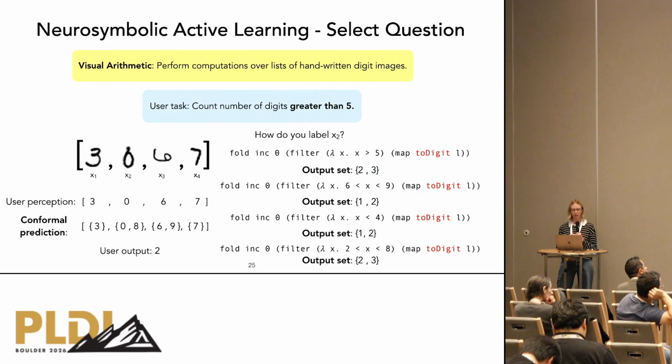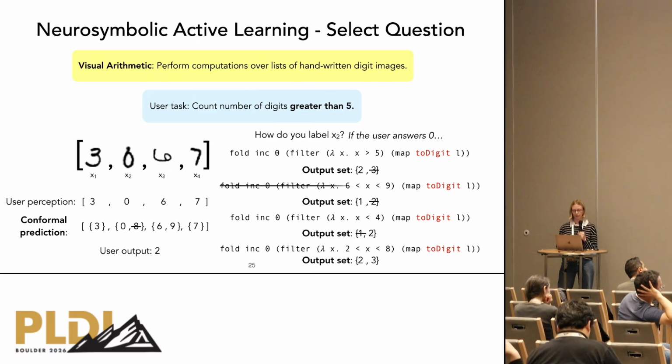To determine the pruning power of the first question, let's look at what will happen depending on how the user answers the question. If the user labels x2 as 0, then we remove 8 from x2's prediction set, which means that the first program couldn't output 3, the second couldn't output 2, and the third couldn't output 1. Since 2 is no longer in the second program's output set, we would prune this program, since it doesn't match the user's given output. We use the same process to see what will happen if the user answers 8 instead. In this case, we find that the second and third programs will be pruned.